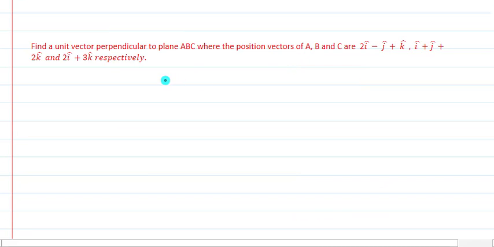Let me take one more problem. It is, find a unit vector perpendicular to plane ABC where the position vectors of A, B and C are given to you. Means position vectors of the points are given to you. You need to calculate a vector perpendicular to plane ABC. So this is also the same question as we have just done here. First of all, you need to calculate vector AB and vector BC. Okay, only two vectors are required. There is no need to calculate vector AC. Then calculate AB cross BC and then find out the unit vector.